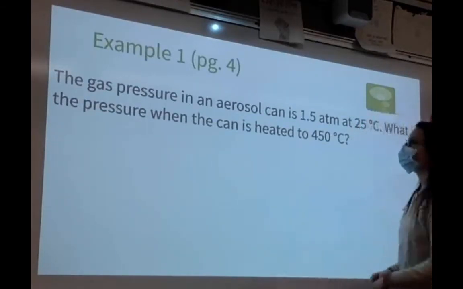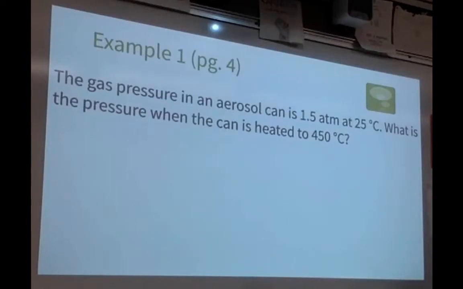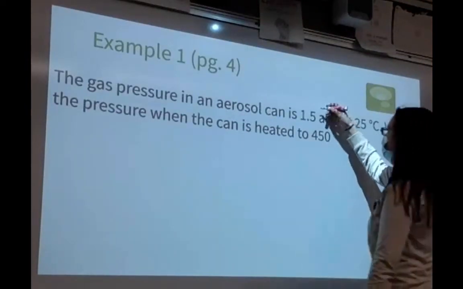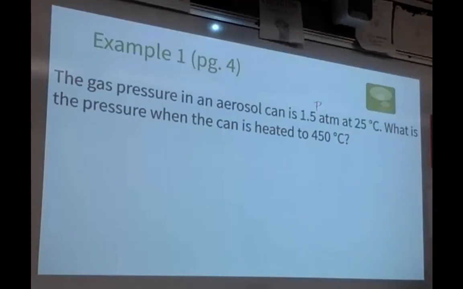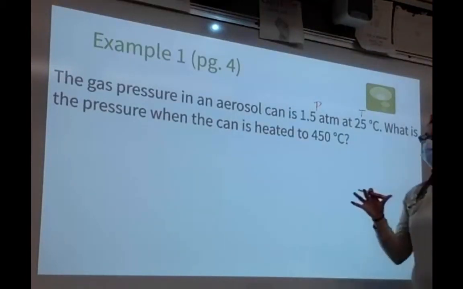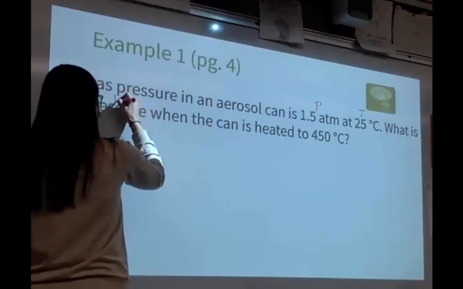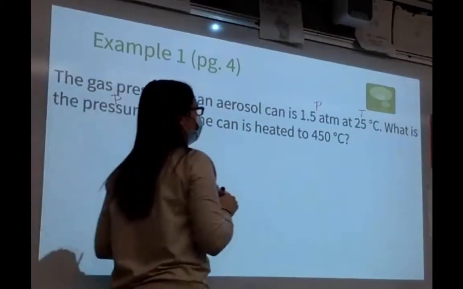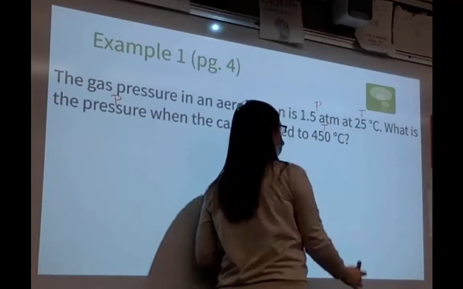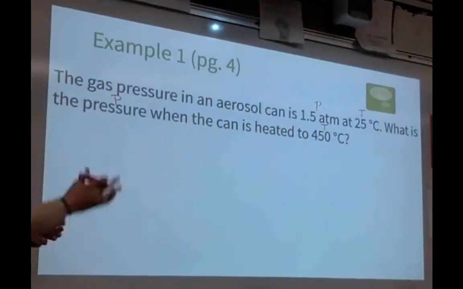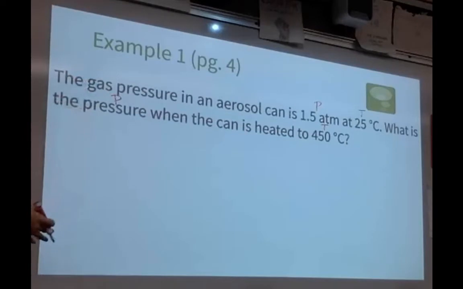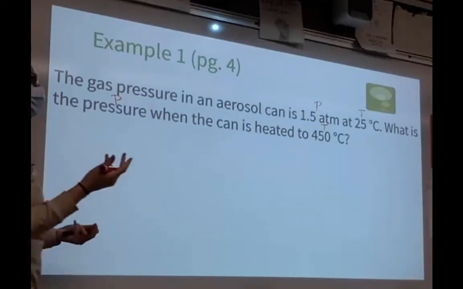So this: the gas pressure in an aerosol can is 1.5 ATM. All right, so that's a pressure. I'm just going to label it P for now. At 25 degrees Celsius, there's a temperature. What is the pressure when the can is heated to 450 degrees Celsius? It's asking for a new pressure. Now what I notice by labeling these variables is that I have two pressures and two temperatures, which means if I have two different sets of conditions, that's the combined gas law.